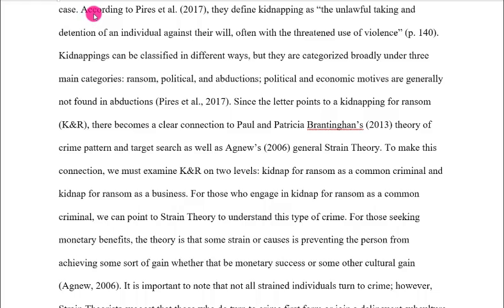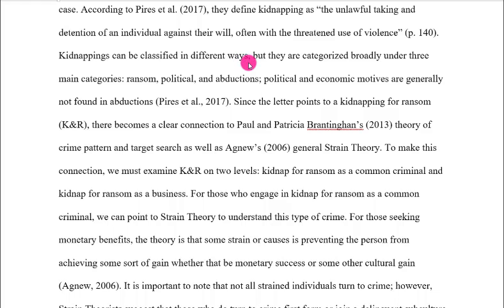Next, now we don't have one of these intro words, but we still have a comma here. A key word that should stick out to you is the word "but." And so this is when we are trying to combine two complete sentences. So let's go ahead and examine that. Kidnappings can be classified in different ways.